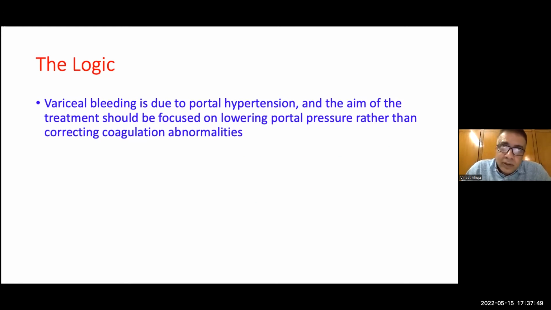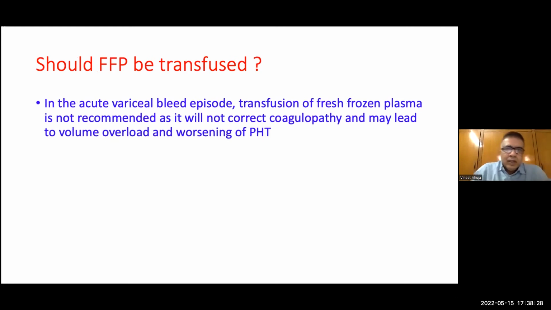Next thing you have to remember is do not go overboard in correcting coagulation parameters. Why? The logic is that variceal bleed is due to portal hypertension. And the aim of treatment should be focused on lowering portal pressure rather than correcting coagulation. You have to lower portal pressure. As I told you in a figure before this, HVPG is a major determinant. Underlying liver disease status is a major determinant. So HVPG you would like to reduce. Underlying liver status, if you can improve, in other words, can you improve the Child score? Can you improve the MELD score? That would be important. Third thing is if you can achieve hemostasis. So should FFP, fresh frozen plasma, be transfused?